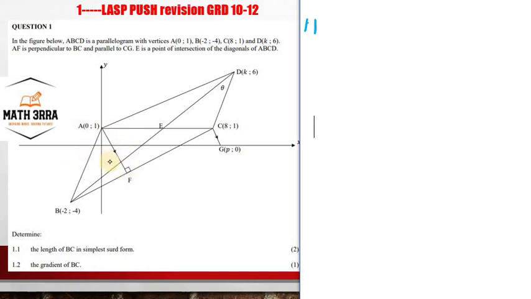Question 1 we have on the left. In question 1, they say in the figure below, ABCD is a parallelogram with vertices A, B, C, and D. The coordinates of A, B and C are given. At D, however, we are only given one coordinate, the Y coordinate. The X coordinate is unknown, and it's given as K. So we note that to ourselves.